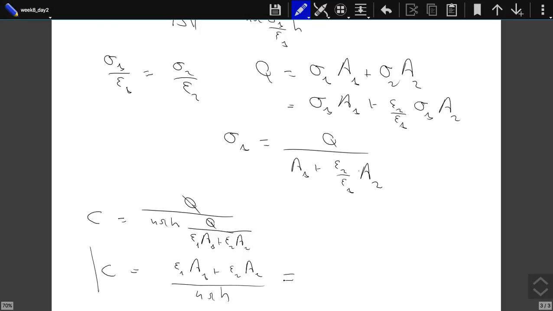Or this is epsilon 1 over 4 pi A1 over H plus epsilon 2 over 4 pi A2 over H. Now, what we had said before, the first term is the capacitance of the part that has the first dielectric epsilon 1, and the second term is the capacitance of the part that has the dielectric epsilon 2.